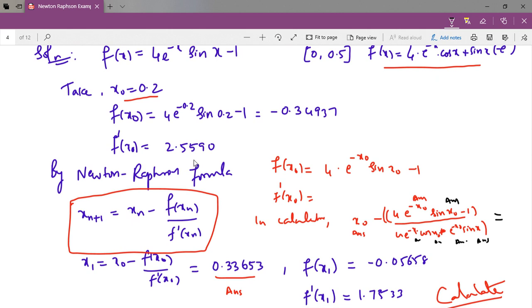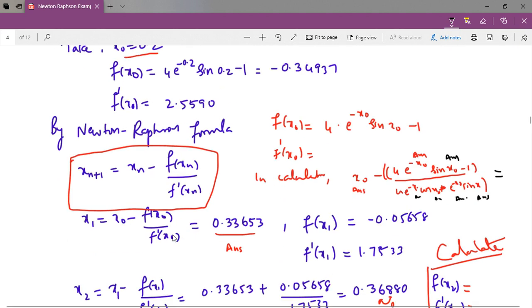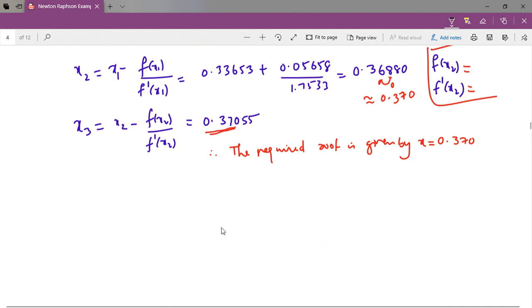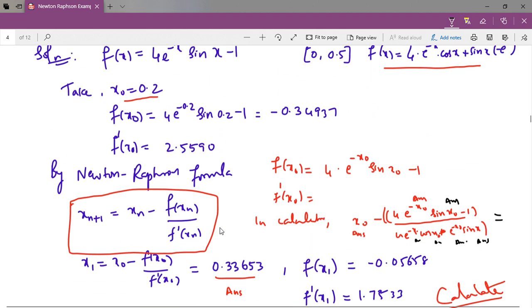x naught sometimes will be given, then it is good. If not, you have to find where the root lies, that is x naught. Take the x naught value anywhere in the interval and find f of x naught and f dash of x naught, put in the formula, we get x1, and go on iterating. So very simple. Okay, yeah.